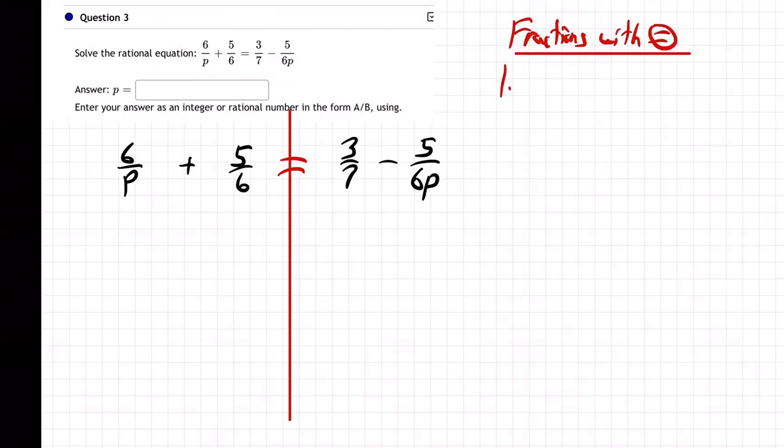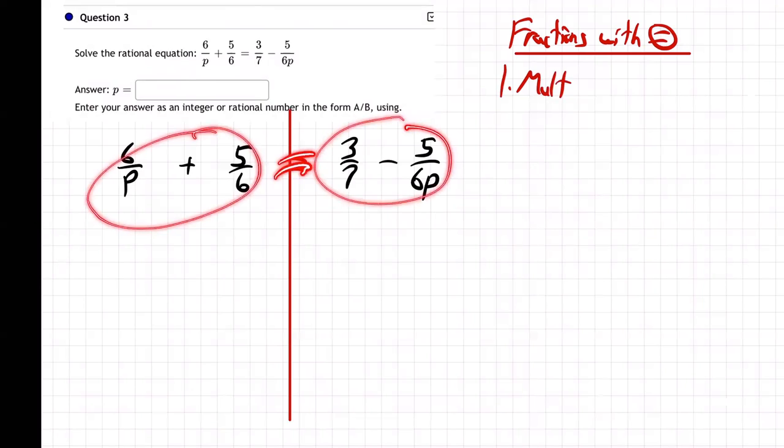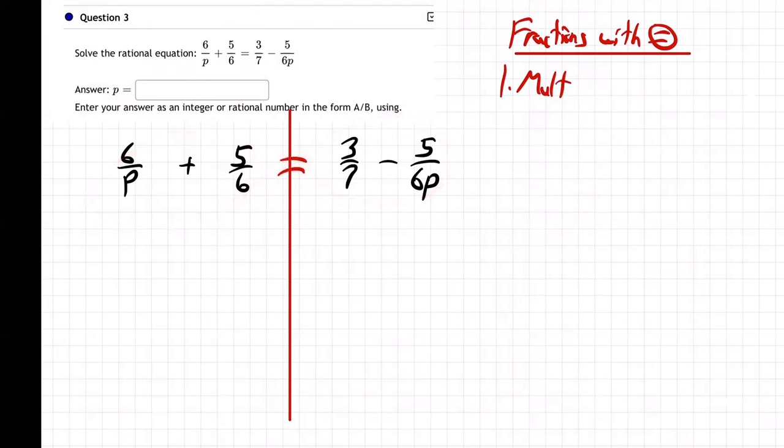Step number one, you multiply. Remember, with an equal sign, all of our thinking becomes left side, right side, because you have a left side and a right side, and they're equal. So whatever you do to the left side, you've got to do the same thing to the right side. If they're equal before and you treat them the same, they're going to be equal afterwards. So you're going to multiply all the terms on both sides by the LCD over 1.